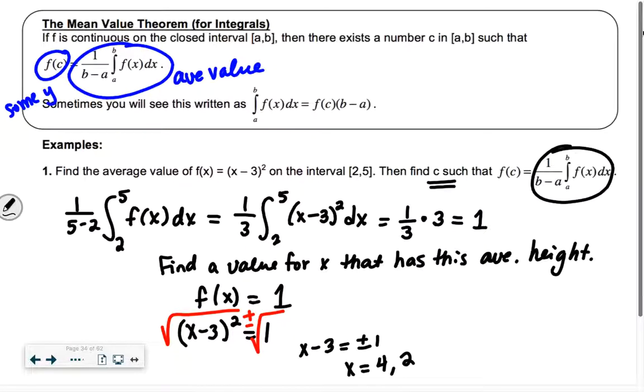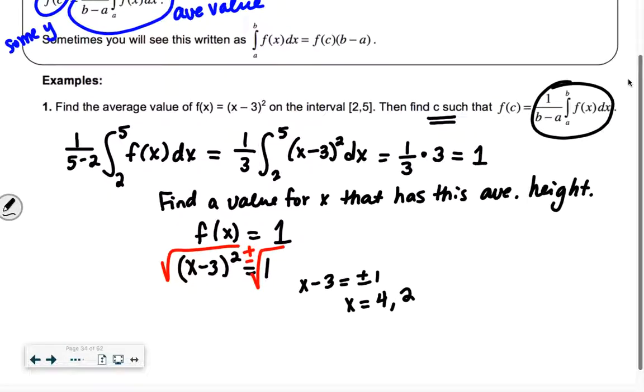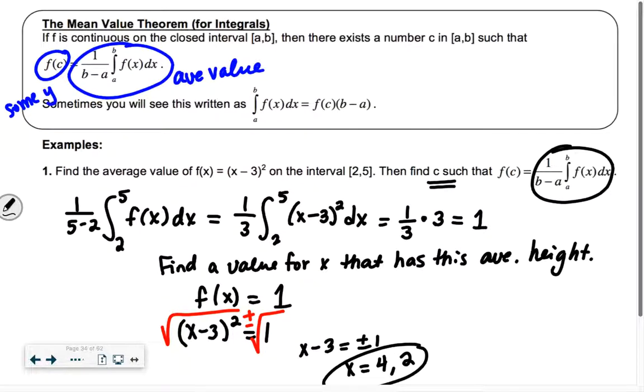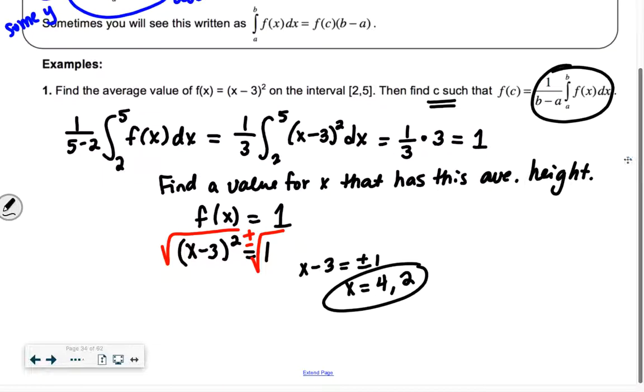All right, so are both of those on the interval? Just one of them? Both of them, right? So I would say both 4 and 2. There are 2 places where you go through that average height, basically. Yeah, those are the x values. So the average height is 1. It's like if you had an average height of 1, maybe you go through at 2 and also 4, like that. Makes sense. But if one of those was out of the interval, we don't include it in the answer.